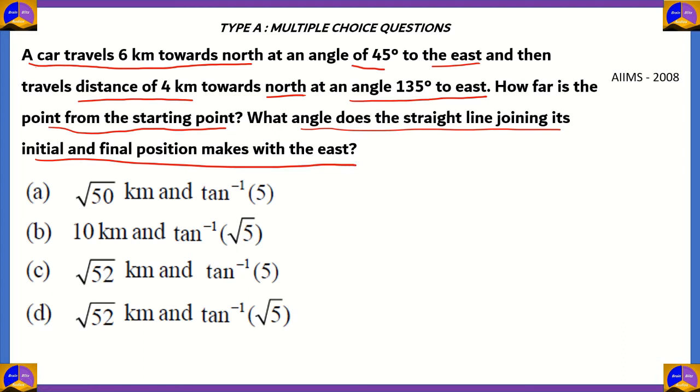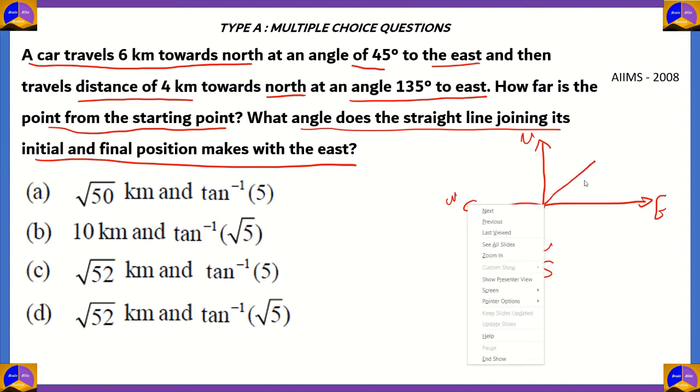So let's first draw the lines in this question. So we have north, east, west, and south. In the first case, at an angle of 45 degrees, a car moves 6 kilometers north, so it's traveling north at an angle of 45 degrees to the east. If you take the angle, you take it from the east and move counterclockwise 45 degrees.